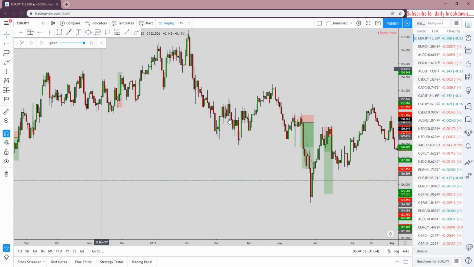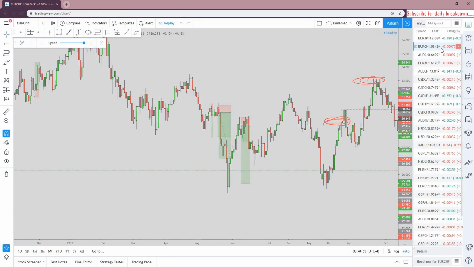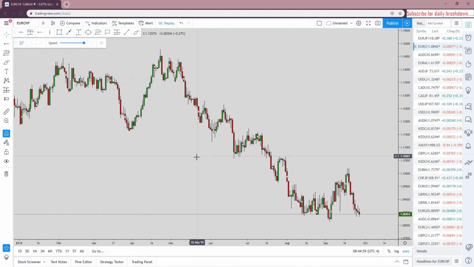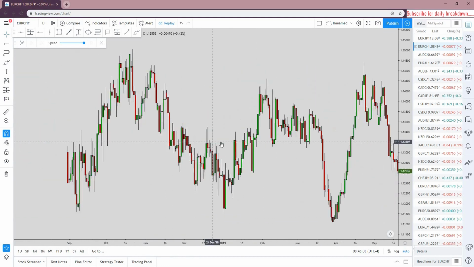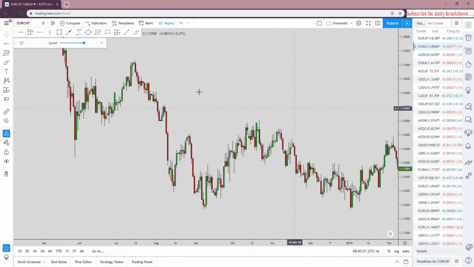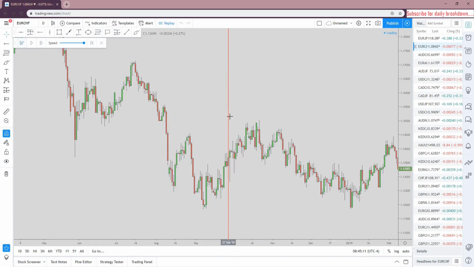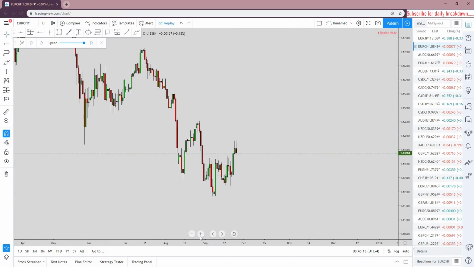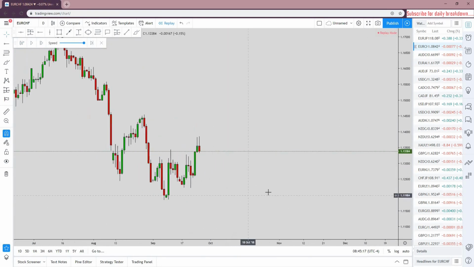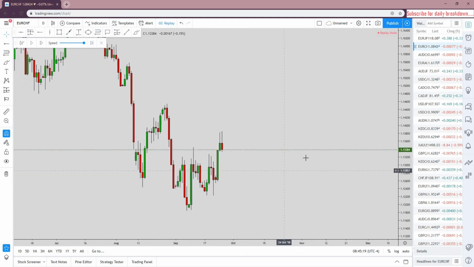Not really on this pair. Let's go on Euro CHF. Just changing pair to see if I can find a clean one to show to you. Here it is. We have a nice inverted head and shoulders, but in this case the right shoulder was lower than the left shoulder. Sometimes it happens. It's not always like this, but most of the times the right shoulder will be higher.